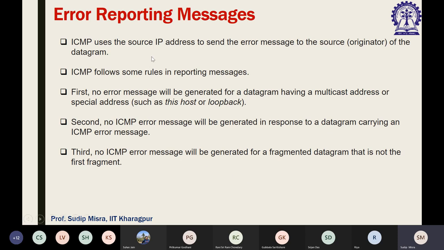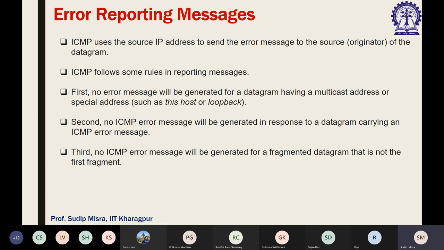ICMP basically uses the source IP address to send the error message to the original sender of that particular datagram. So what it will do is put the message in an ICMP header, and that packet is going to be sent by ICMP to the original IP, the source, right? Why does it send it to the source? Because it has to inform the source of the problem that the packet you had sent encountered en route.